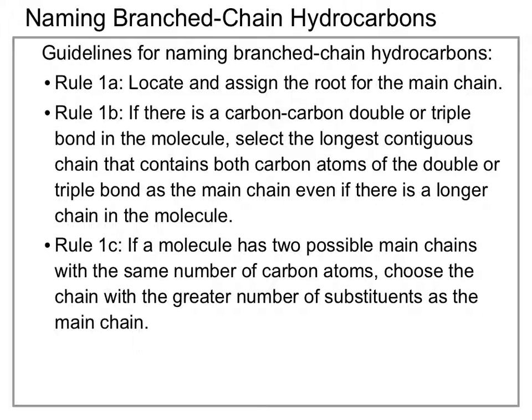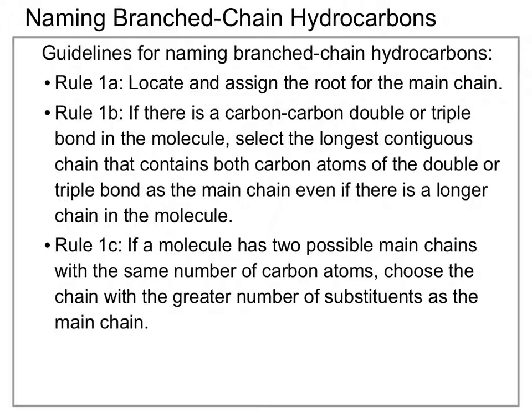This guide here gives us our rules for naming our branched chain hydrocarbons. So again, we first locate and assign our root for the main chain, which will be based on our longest continual carbon chain. Don't get confused and think that that must always go straight across. Depending on how the structure is written, sometimes our longest continual chain may go up or down. Again, it all depends on how the molecule is written.